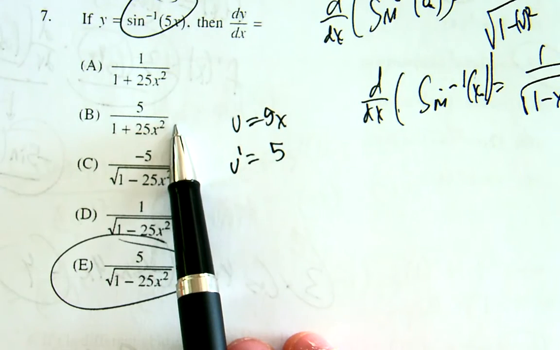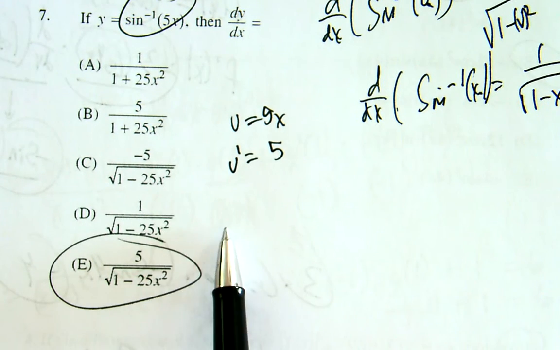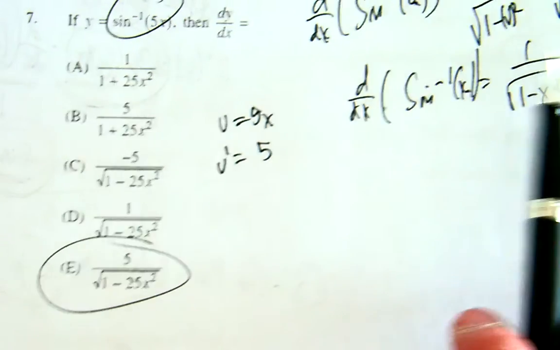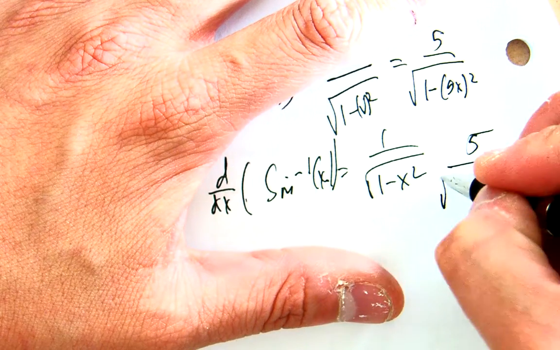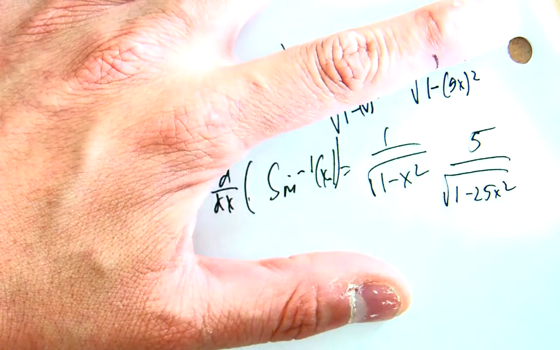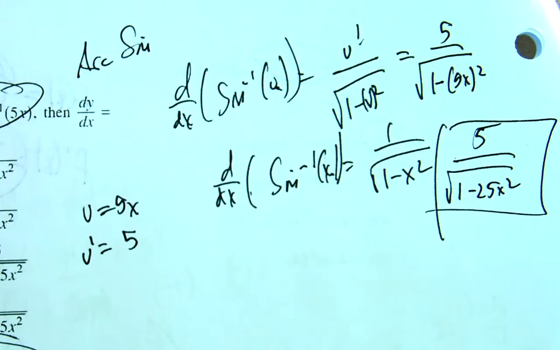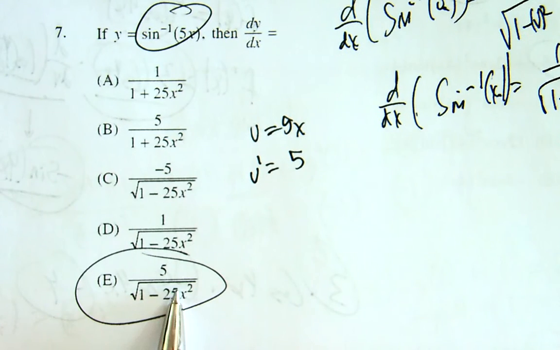It would be easy for you to confuse it if you didn't square it. But you should get 5 over the square root of 1 minus 25x squared. Okay? And this is the answer. Which is E, I believe, right?